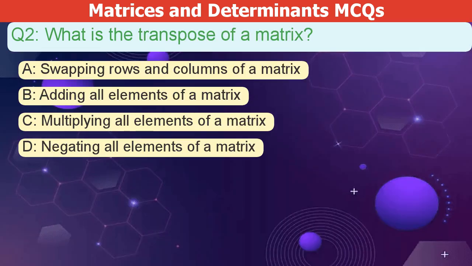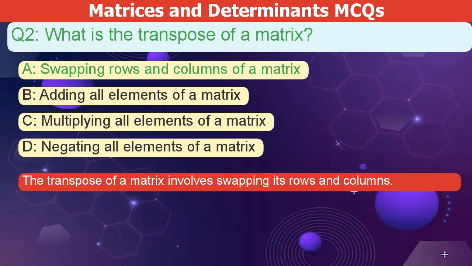What is the transpose of a matrix? A. Swapping rows and columns of a matrix. B. Adding all elements of a matrix. C. Multiplying all elements of a matrix. D. Negating all elements of a matrix. The correct answer is A. The transpose of a matrix involves swapping its rows and columns.